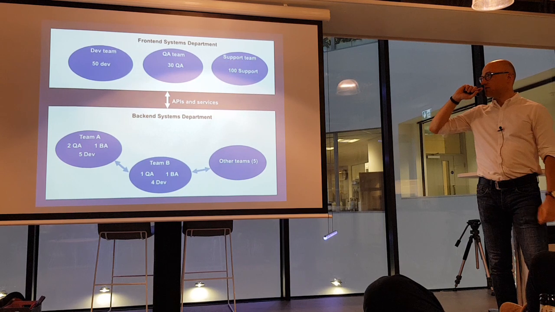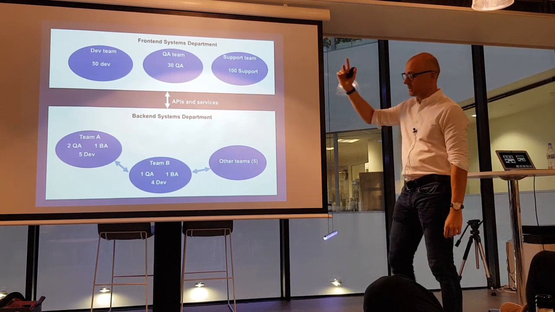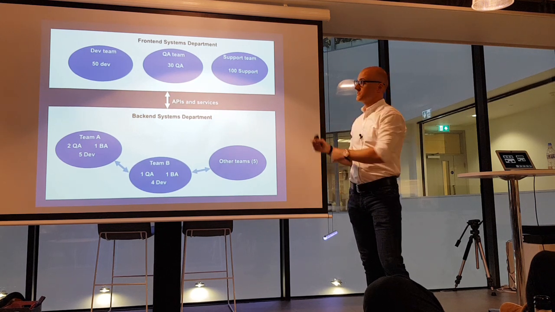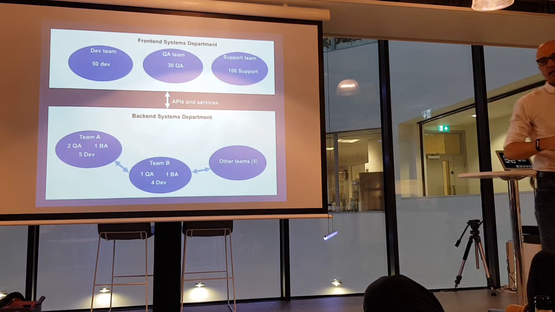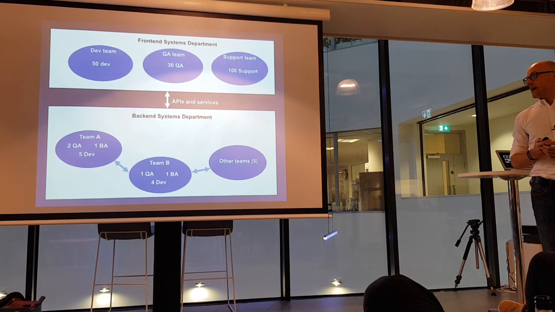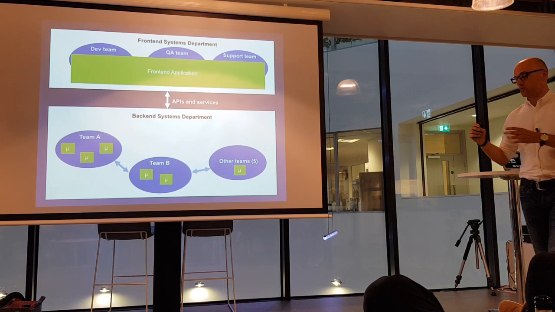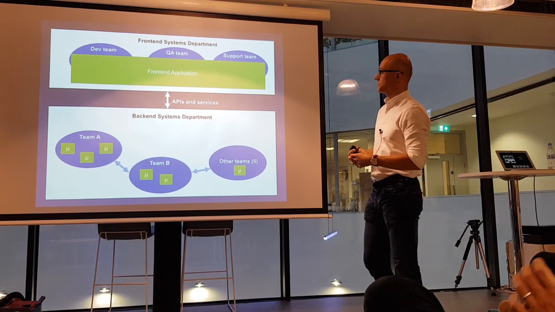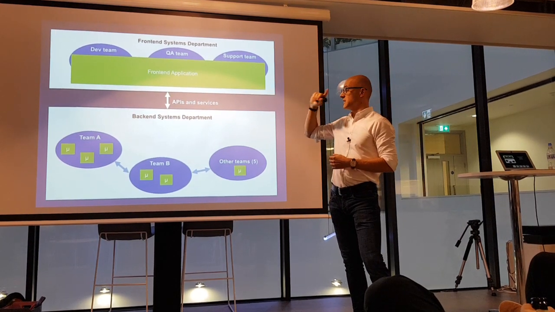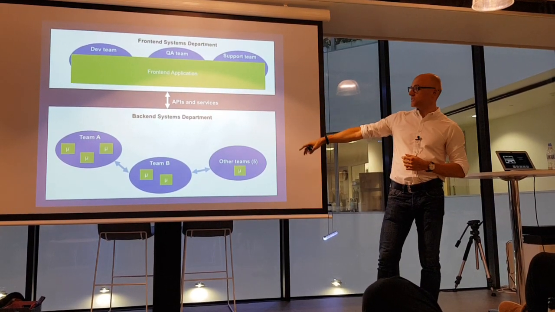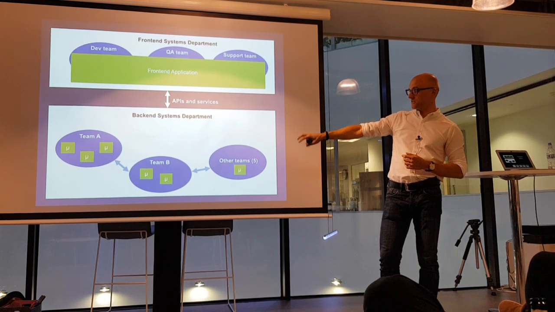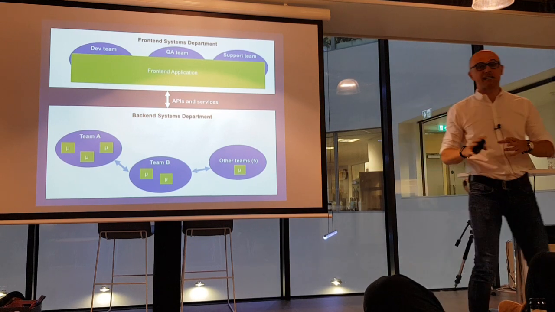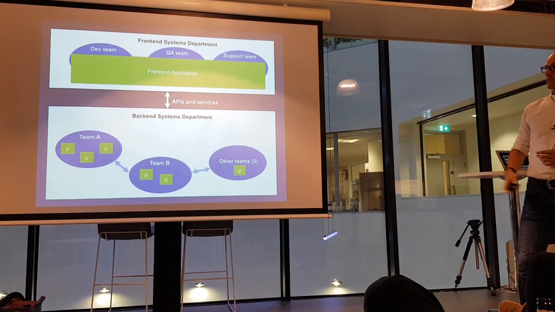In the front-end systems department, they chose to develop with separate teams. There was a large development team, a large QA team, and a large support team. That informed how they designed and tested their application. The front-end application was a big application, but since the back-end systems were developed by cross-functional teams, they started working on individual microservices managed by those separate teams.